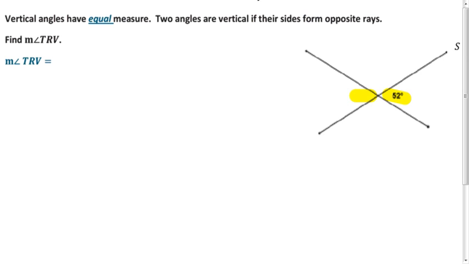Oh, and they did not label the angles for us. Let me do that for you. All right, so I labeled the necessary points. And so we're talking about this angle over here, TRV. That's going to be 52 as well.